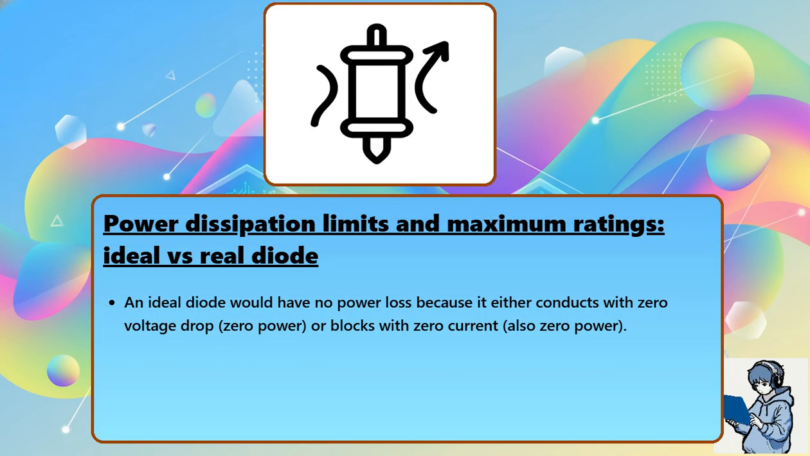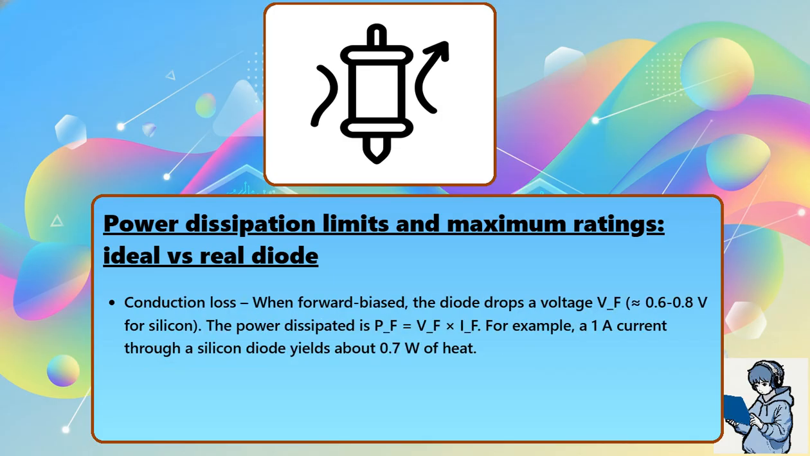An ideal diode would have no power loss because it either conducts with 0 voltage drop, 0 power, or blocks with 0 current, also 0 power. Real diodes, however, dissipate power mainly in two ways. Conduction loss: when forward biased, the diode drops a voltage V sub F, approximately 0.6 to 0.8 volts for silicon. The power dissipated is P sub F equals V sub F times I sub F. For example, a 1 ampere current through a silicon diode yields about 0.7 watts of heat.